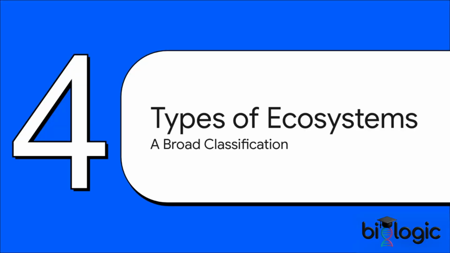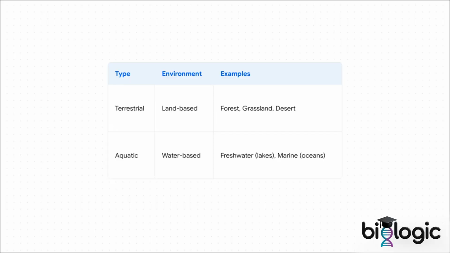Right? So obviously there are tons of different ecosystems out there, but we can lump them into two big categories to make things easier. It's pretty straightforward, really. You've got your terrestrial ecosystems, everything on land, like forests, grasslands, and deserts. And then you've got your aquatic ecosystems, everything in water. And even that we can split into freshwater, like rivers and ponds, and marine, which is your big oceans and seas.